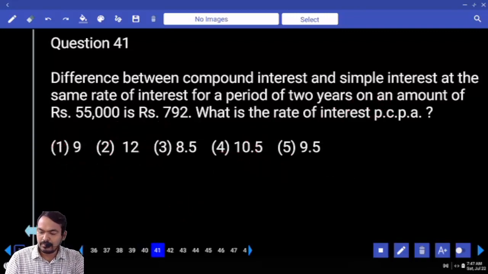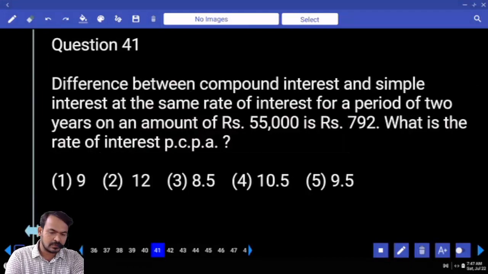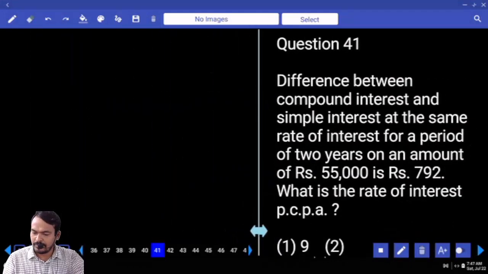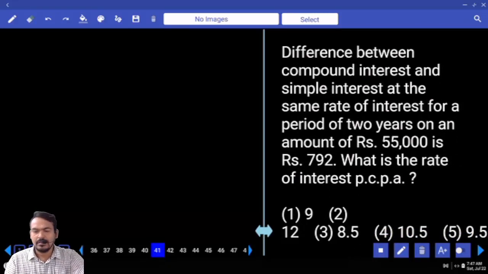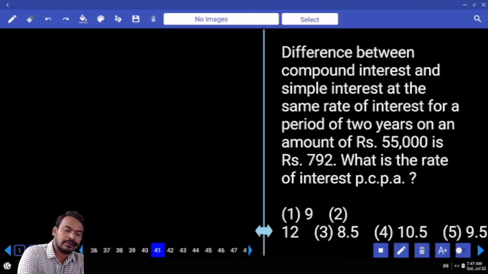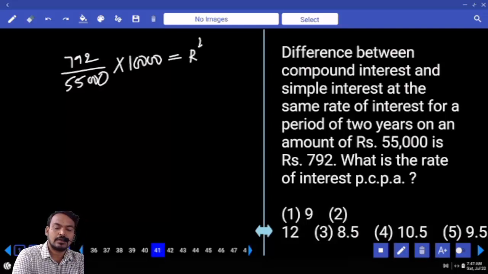Next 49. Difference between compound interest and simple interest at the same rate of interest for a period of how many years? 2 years. And the amount of 55,000 is how many rupees? 792. What is the rate of interest percent per annum? Difference between compound interest and simple interest are given. What is the difference value? 792. It is calculated on principal 55,000. It is multiplied by which one? 10,000 equal to which one? R square.